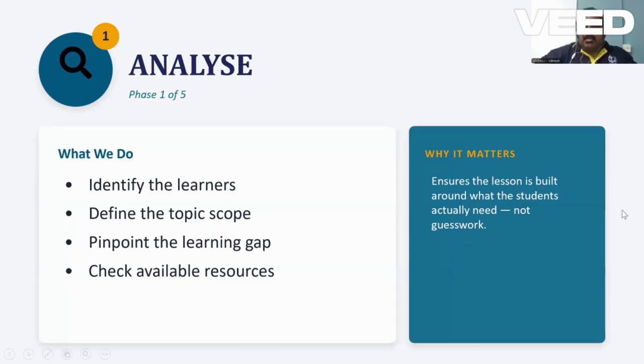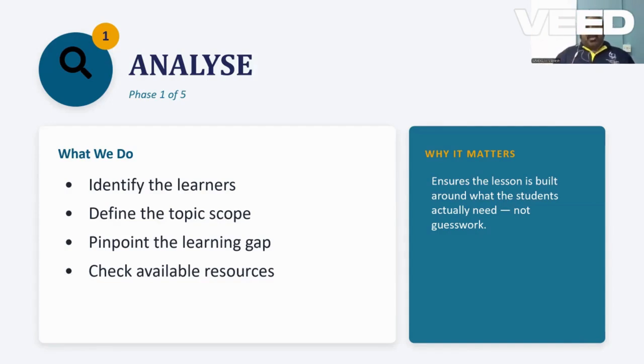So why does it matter? It ensures the lesson is built around the students' actual needs, not guesswork. Basically, we wouldn't want the learners, my Year 7 students in particular, because that's my market I'm going to talk about now, to memorize. I want them to recognize. I want them to do things independently, logically, reasoning out things.